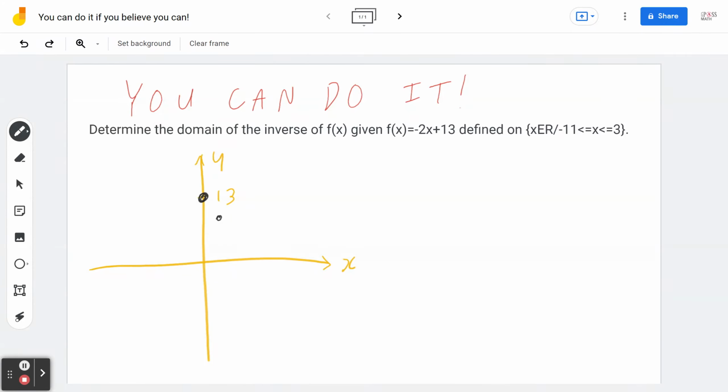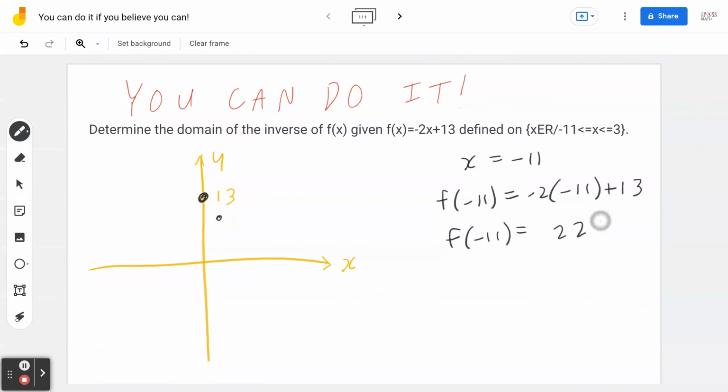So let's go back. So if you think about x equals to negative 11, f of negative 11 equals to negative 2 times negative 11 plus 13. Again, you can grab a calculator, you can do mental math. That's going to be 22 plus 13, which equals to 35. So one location is going to be negative 11, 35.